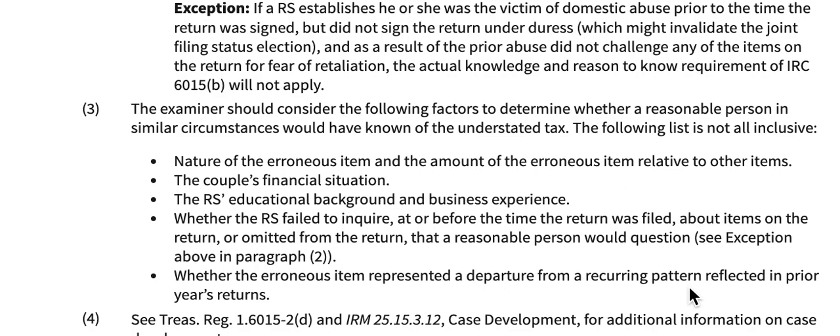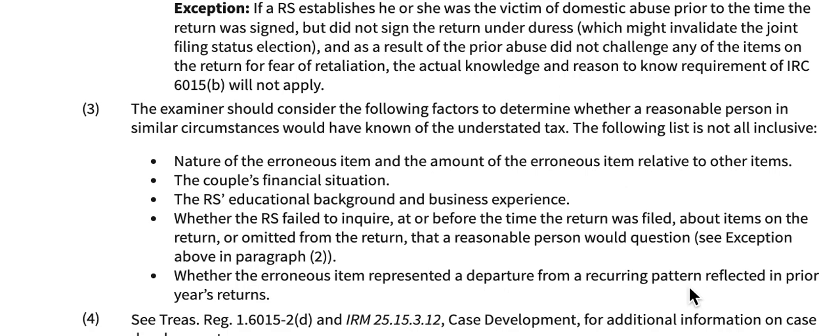For example, a tax accountant requesting innocent spouse relief is probably not going to get as far or get the benefit of the doubt in the same manner that a requesting spouse who only has a high school diploma might. Whether or not the requesting spouse failed to inquire about items on the return, omitted from the return, that a reasonable person would question. So the IRS has to kind of empathize with what a reasonable person would do with the facts at hand. And this goes back to the form itself.